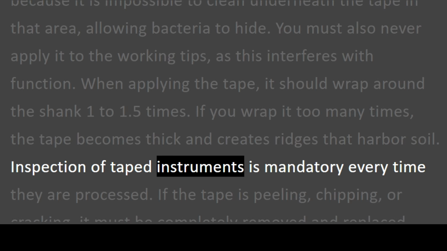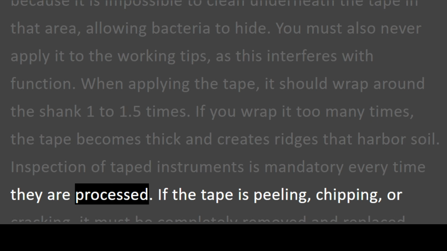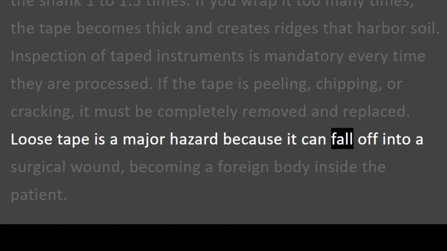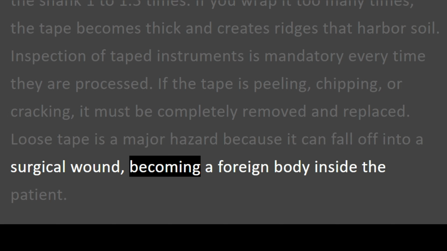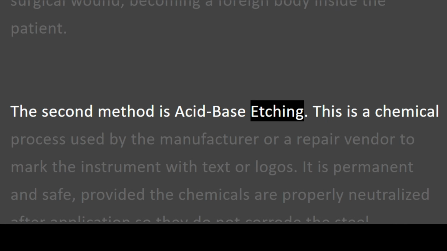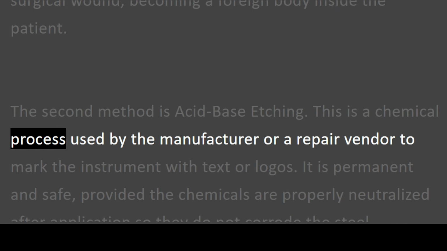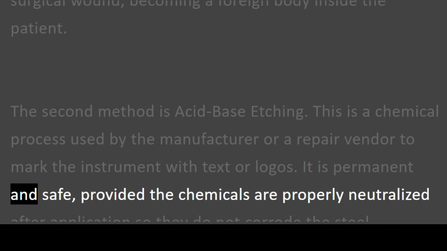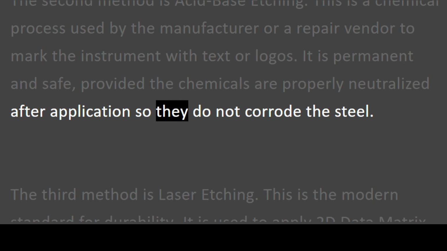Inspection of taped instruments is mandatory every time they are processed. If the tape is peeling, chipping, or cracking, it must be completely removed and replaced. Loose tape is a major hazard because it can fall off into a surgical wound, becoming a foreign body inside the patient. The second method is acid-base etching. This is a chemical process used by the manufacturer or a repair vendor to mark the instrument with text or logos. It is permanent and safe, provided the chemicals are properly neutralized after application so they do not corrode the steel.